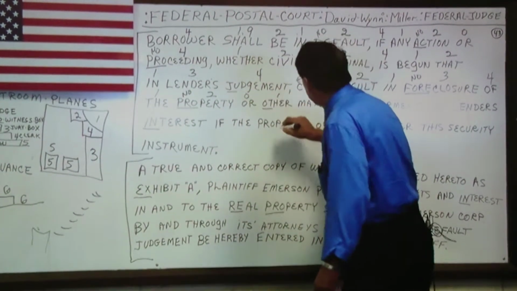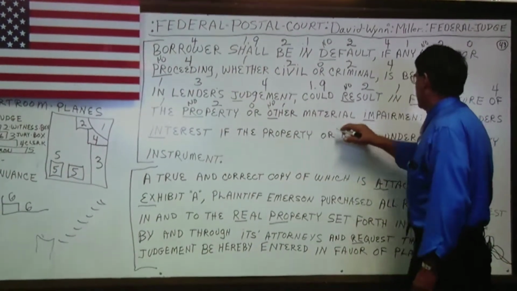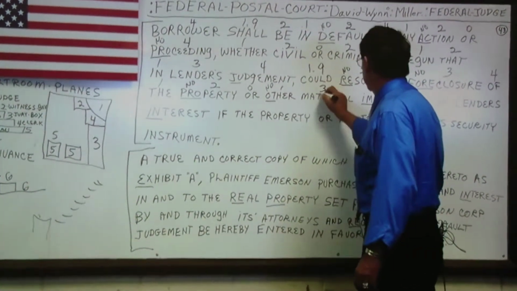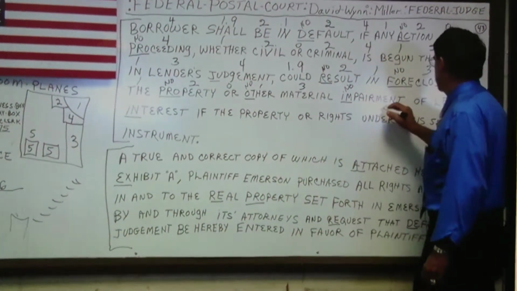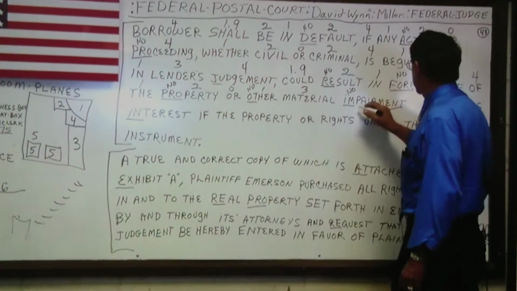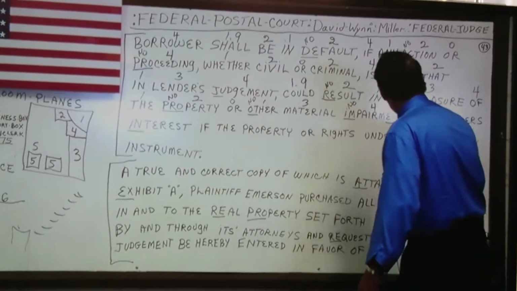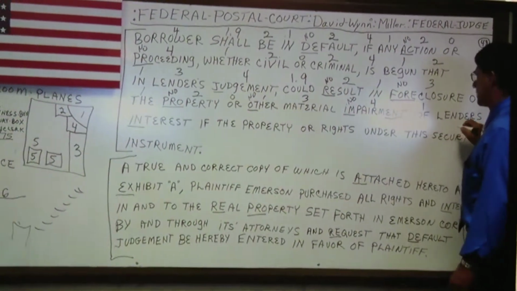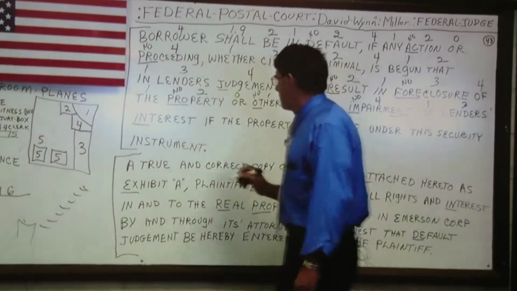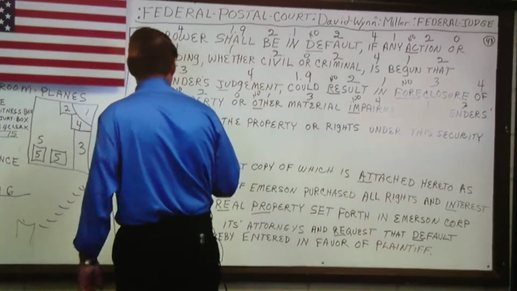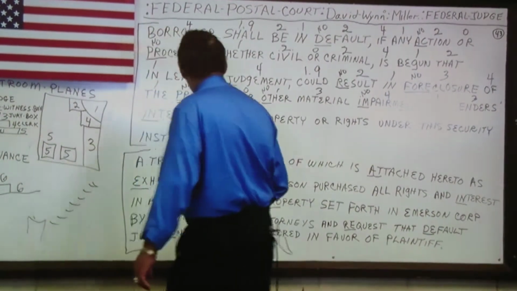Other is an adverb, and OT means no, of her. Material is an adjective. Impairment, IM means no, vowel, 2 consonants again. ENT is contract, so you have no paired contract. That becomes a pronoun, no, no, no. Of is an adverb, making lenders possessive to be a possessive of the adjective interest and the pronoun if.